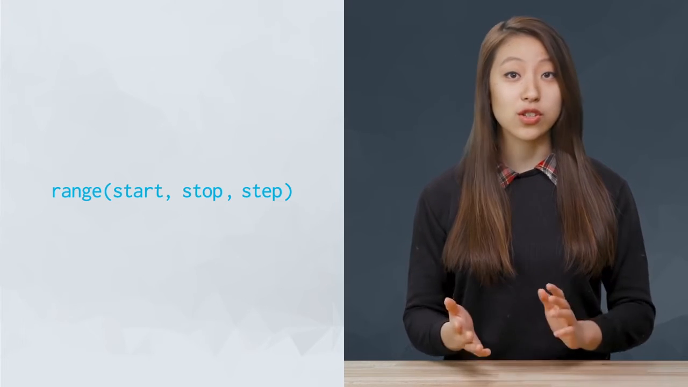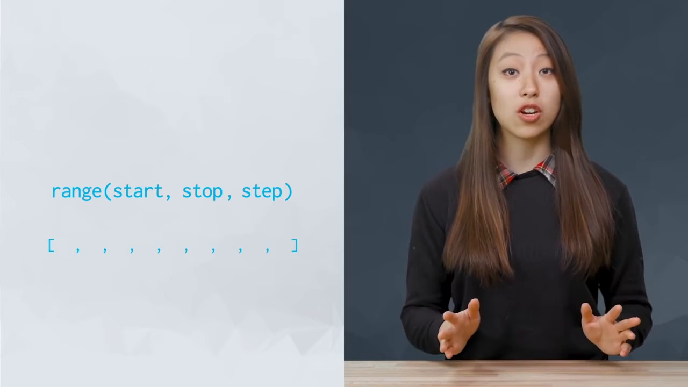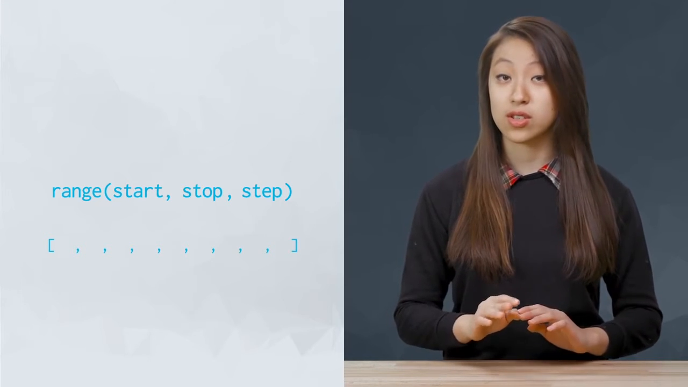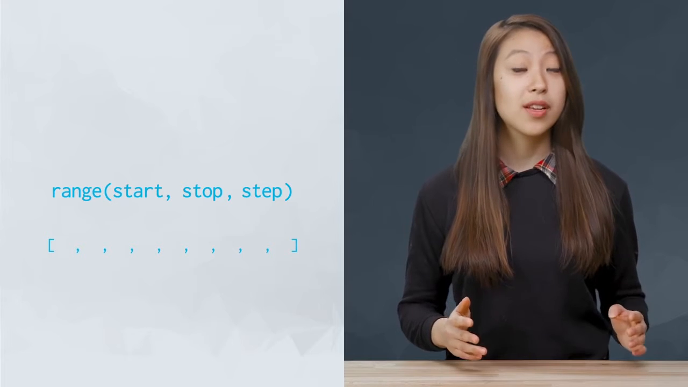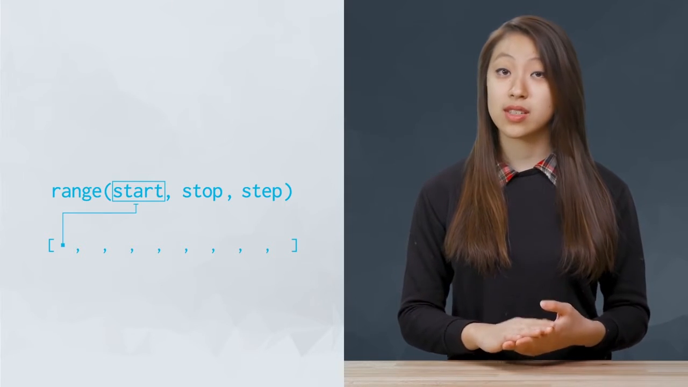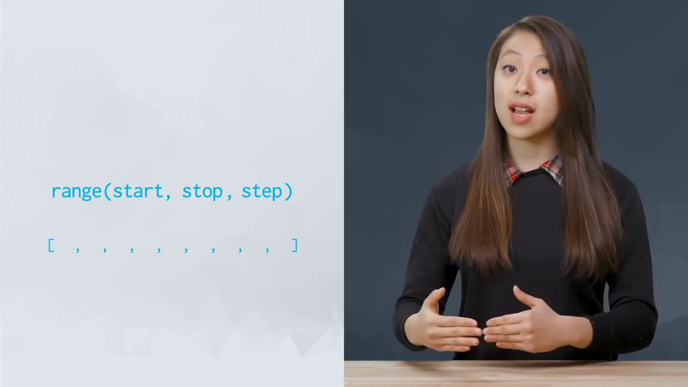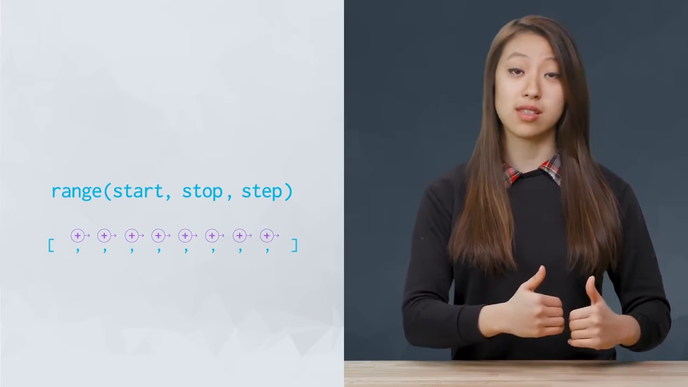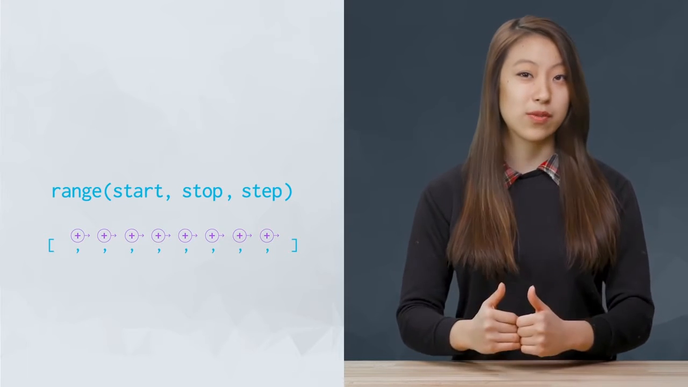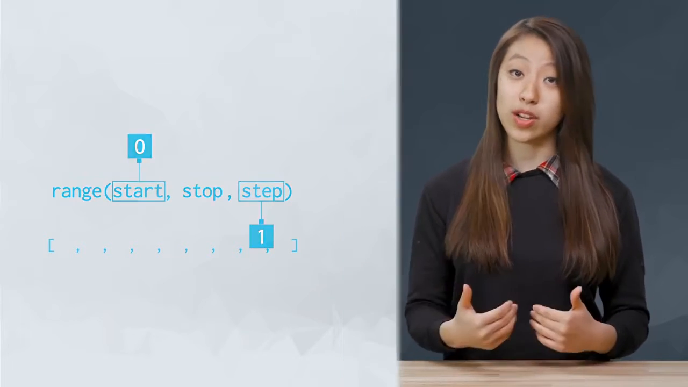Range is a built-in function used to create immutable sequences of numbers. It has 3 arguments which must all be integers: start, stop, and step. Start is the first number of the sequence. Stop is 1 above the last number of the sequence, and step is the difference between the numbers in the sequence. If unspecified, start defaults to 0 and step defaults to 1.